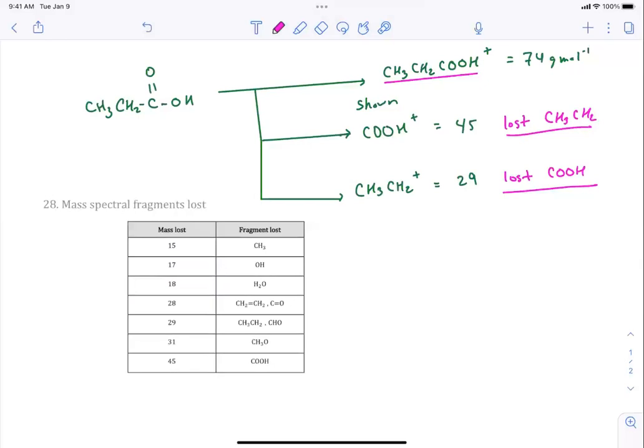So that shows a bond has been broken, and only positive ions make it to the end of the mass spectrometer. That's the key idea. They're ionized, and only those positive ones bend around the structure and then get detected.